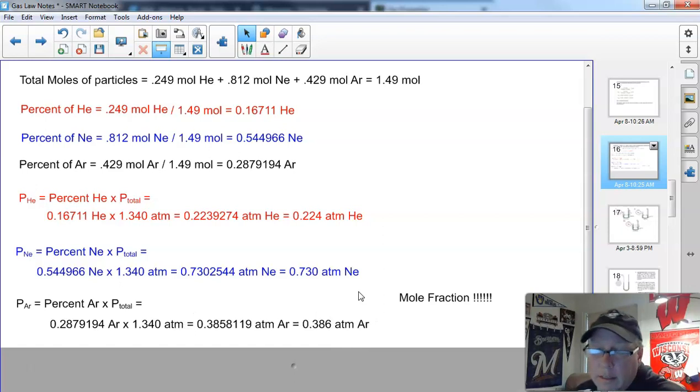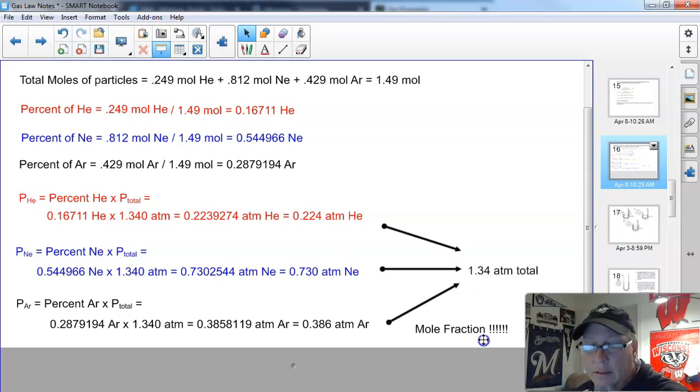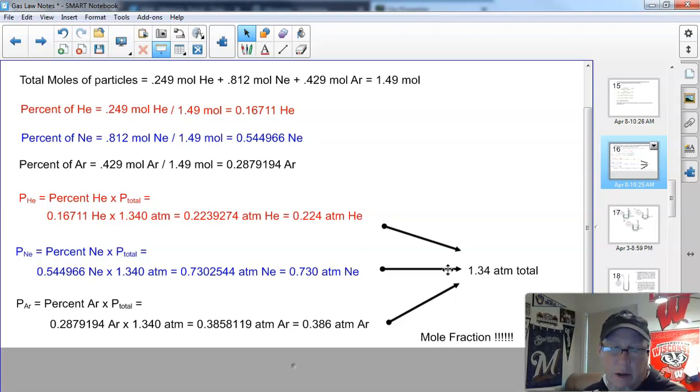Now here's the thing. If I take this, plus this, and plus this, it better be whatever the pressure total is. If I'm checking my work, it's a great way to check your work at the end. If you add up these 3 numbers and you do not get the pressure total, something's not right with the calculation.